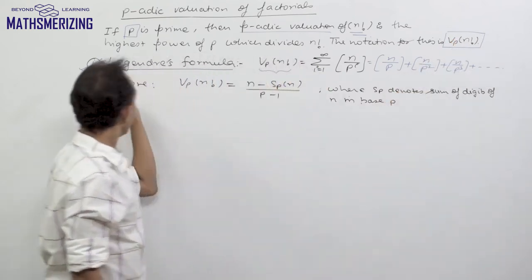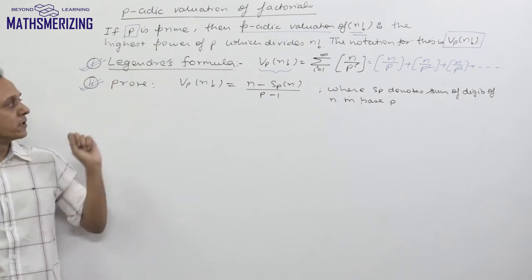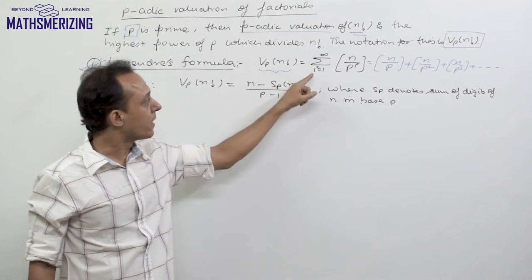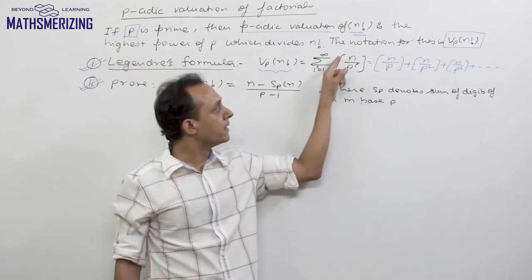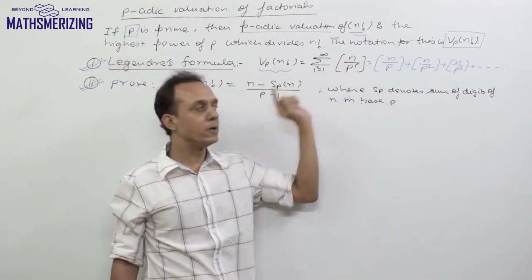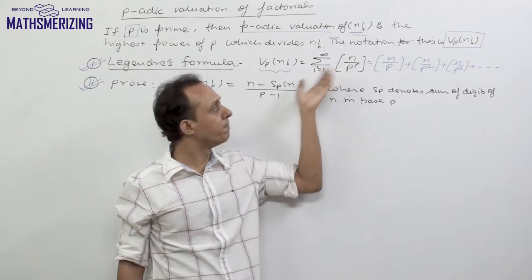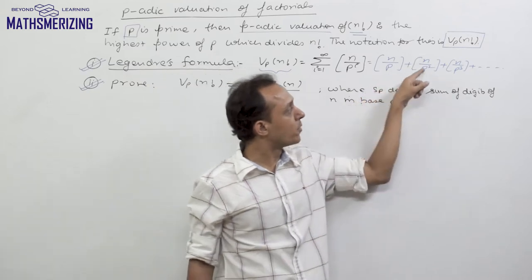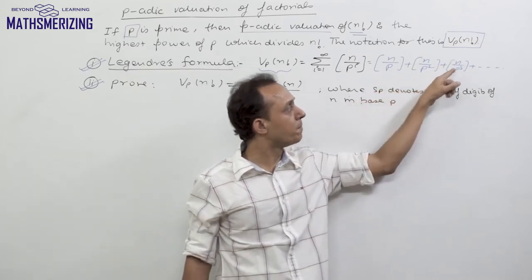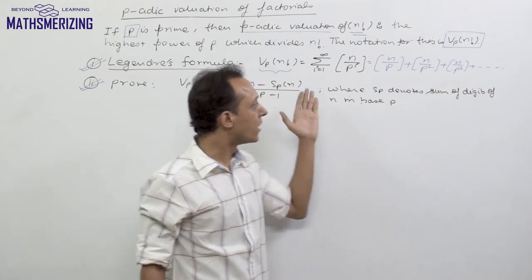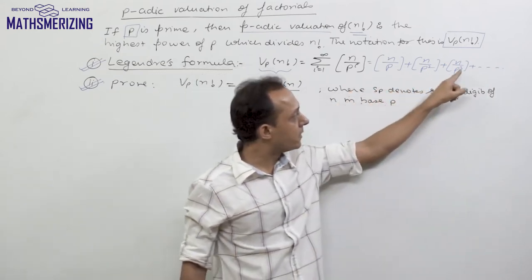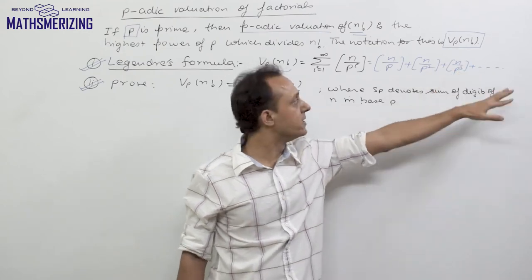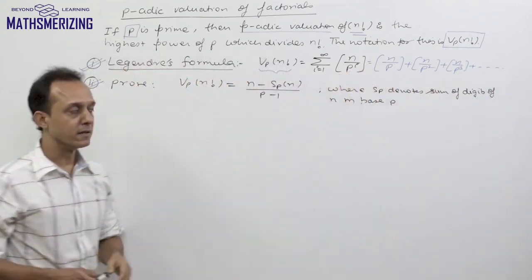n. And all of us know this legendary formula, which is Vp factorial n is the summation i varies from 1 to infinity of the greatest integer function of n upon p to the power i, or floor function of n upon p to the power i. So which is floor of n upon p plus floor of n upon p square, floor of n upon p cube, and it goes up to infinity. After a while, when this power of p is greater than n, for all successive cases its value will be 0, so we'll get a finite result.